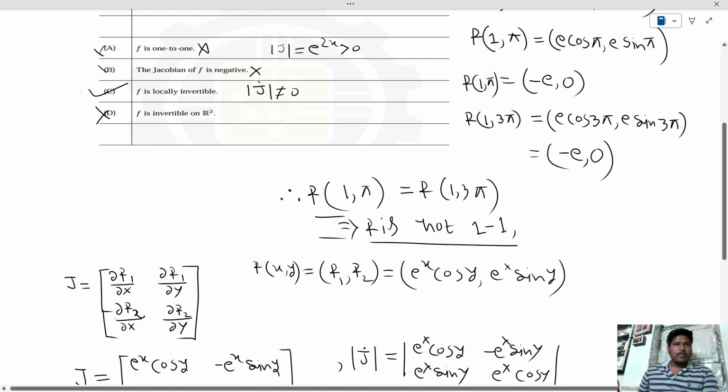So हम लोग को A false मिला, B false मिला. So answer C is the correct answer.